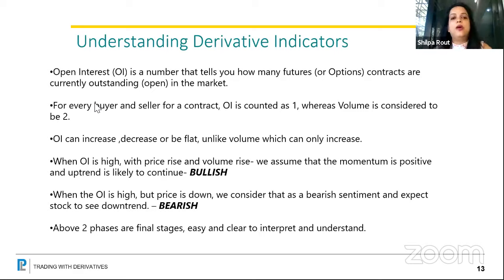Likewise, if OI is high and the price is down, we consider this to be a very bearish sentiment and we expect your underlying to go into a downtrend, which means that it is a bearish segment now. So these two stages are very clear and very easy for any layman in the market to understand and to know whether your stock movement is bullish or bearish.